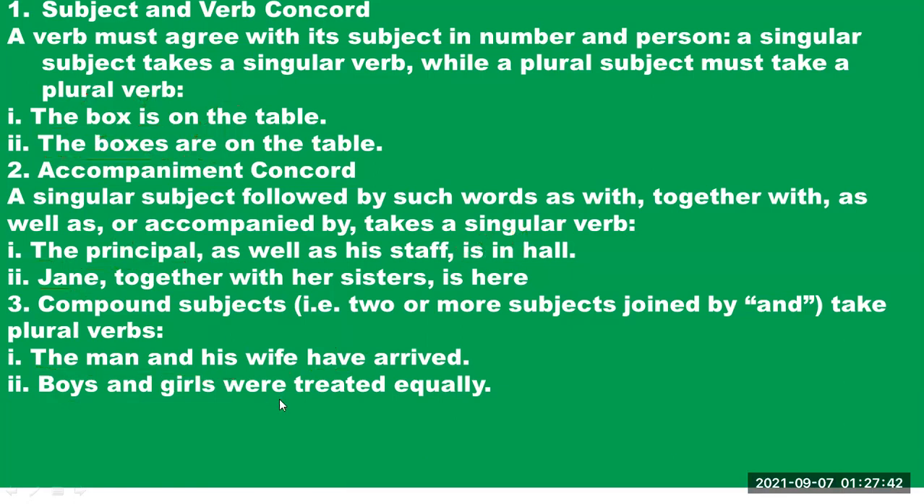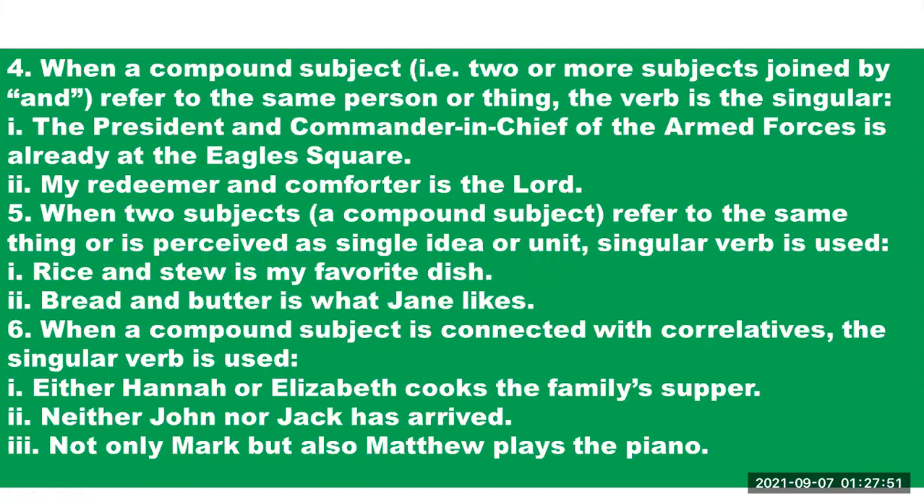Now, let's go to the next rule, which is rule number four. When a compound subject, that is two or more subjects joined by and, refer to the same person or thing, the verb is singular. So again, you have to take note of this. It's a compound subject, but both words refer to the same person or the same thing. Now let's look at the example to simplify this. Example I, the president and commander-in-chief of the armed forces is already at the Eagle Square. All right? Now, who is the president? He is the commander-in-chief of the armed forces. Now, who is the commander-in-chief of the armed forces? The president. So these two things refer to the same person.